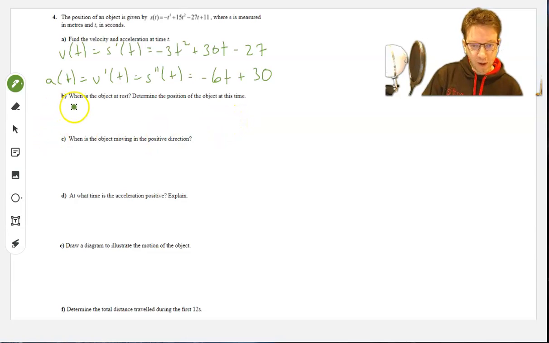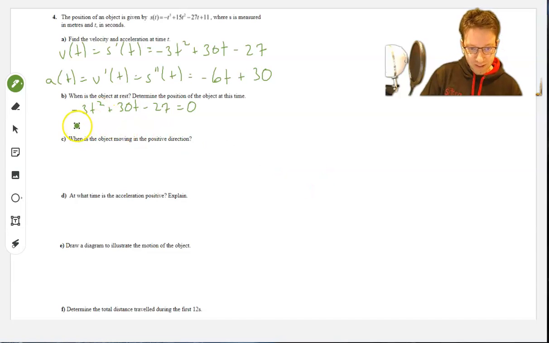And then it says, when is the object at rest? So the object is at rest when velocity equals 0. So what we're going to do is set our equation for v(t), which is minus 3t squared plus 30t minus 27, equal to 0 and solve for t.